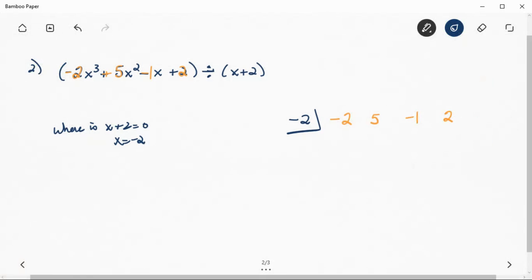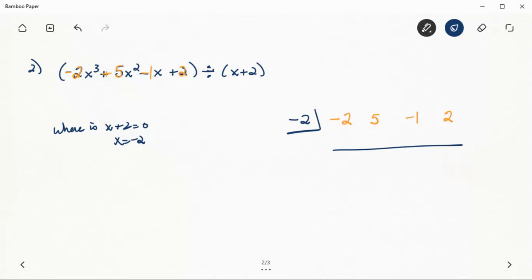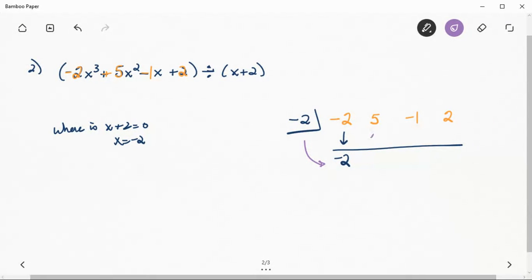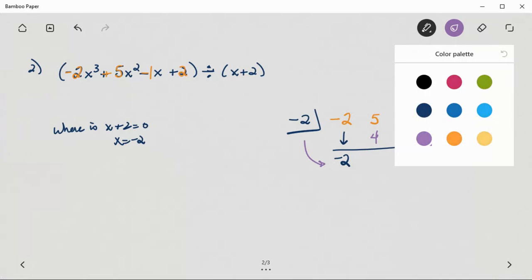It is very, very important that we make sure the degrees of our x's are going in descending order. If they're not going in descending order, this division will not work properly. Okay, bringing down our first term of -2. We now multiply -2 times -2, and that value of 4 goes below the 5. And now we add, and this becomes a 9.